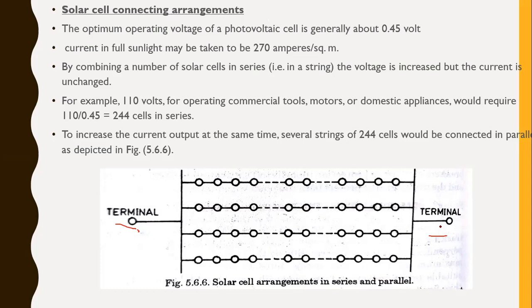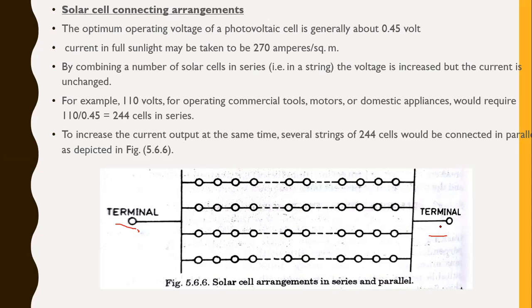And after connecting in parallel, they are connected in series for desired voltage, right? So at first they are connected in parallel for desired currents, meaning high currents, which is what we need. After the parallel connections, they are connected in series for desired voltages. So however much voltage you want, up to that level series connection will be there.